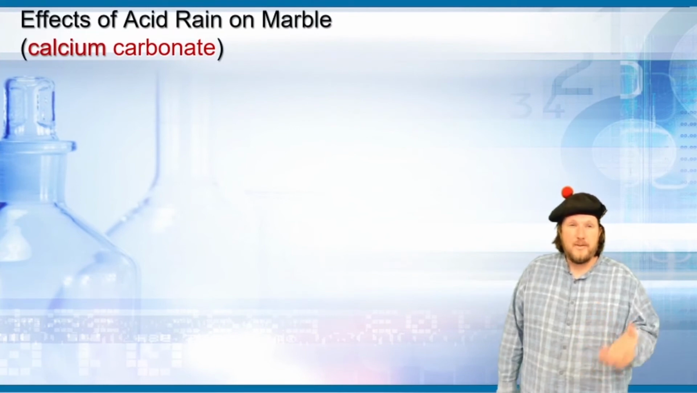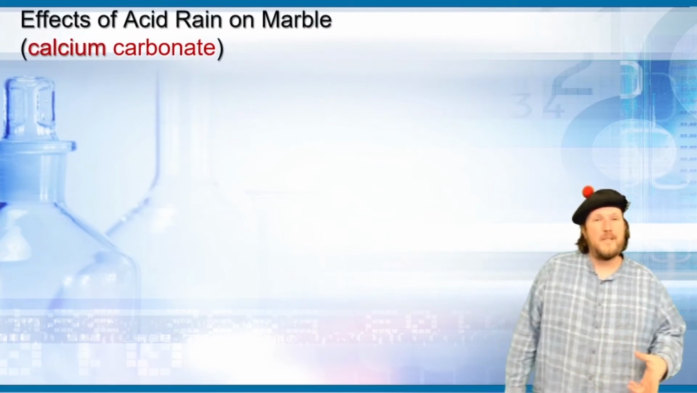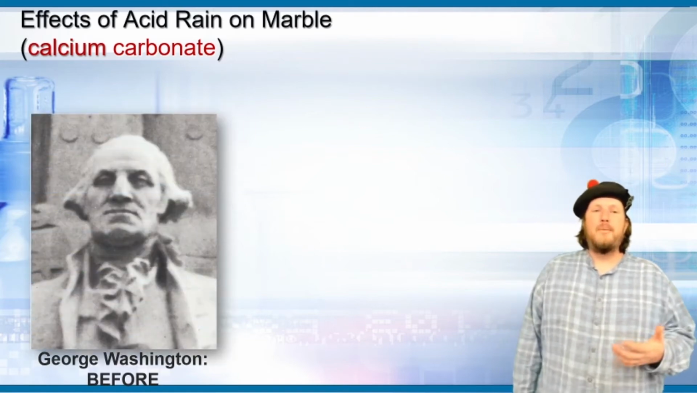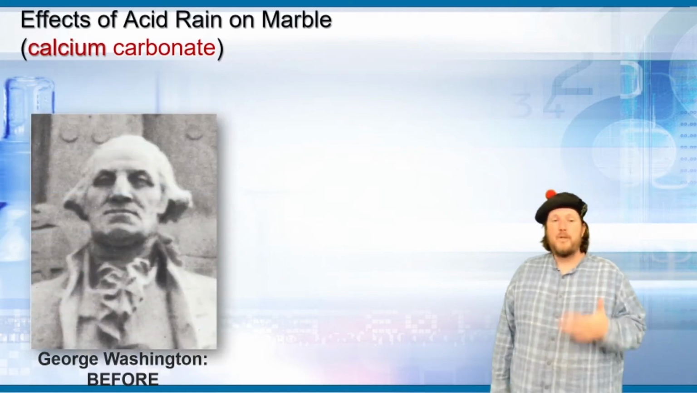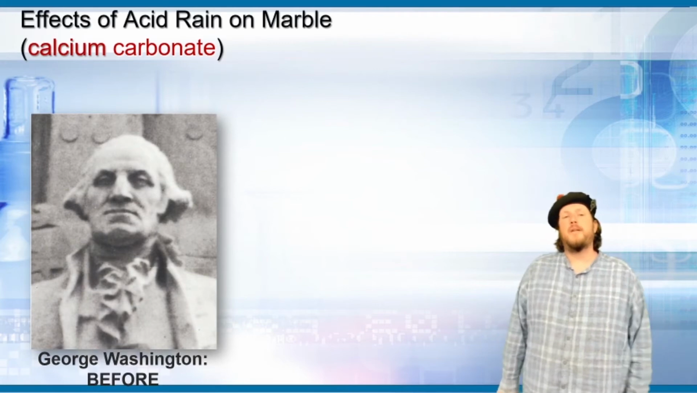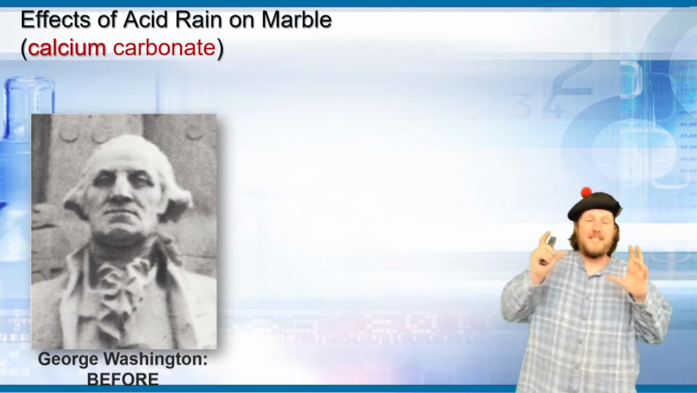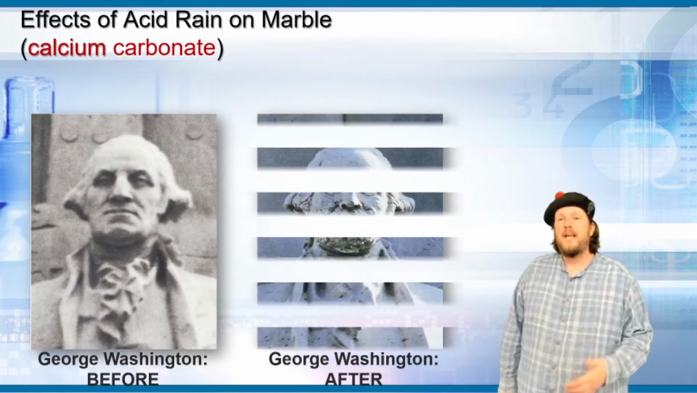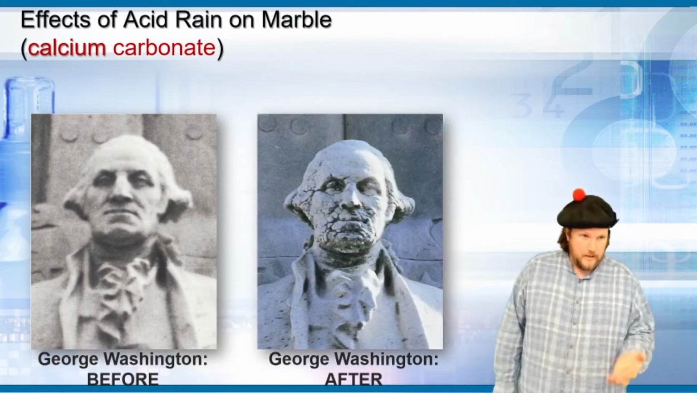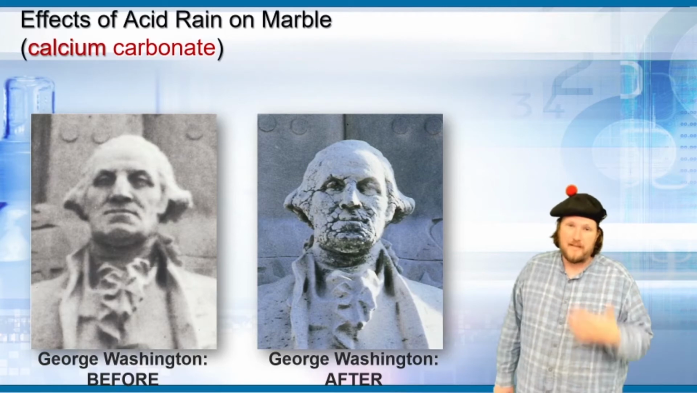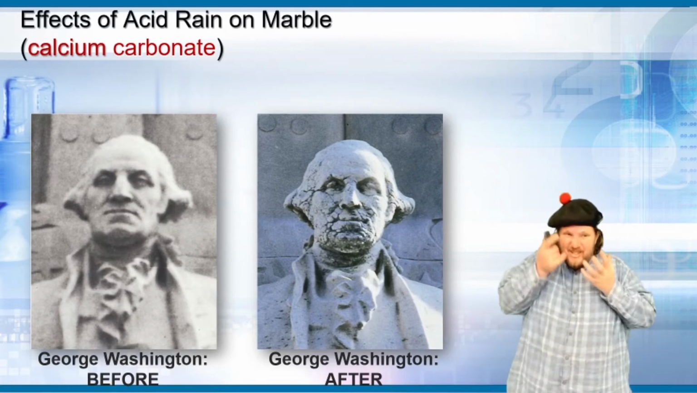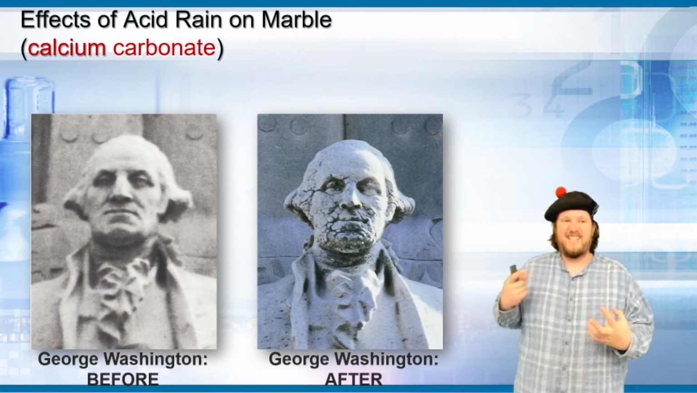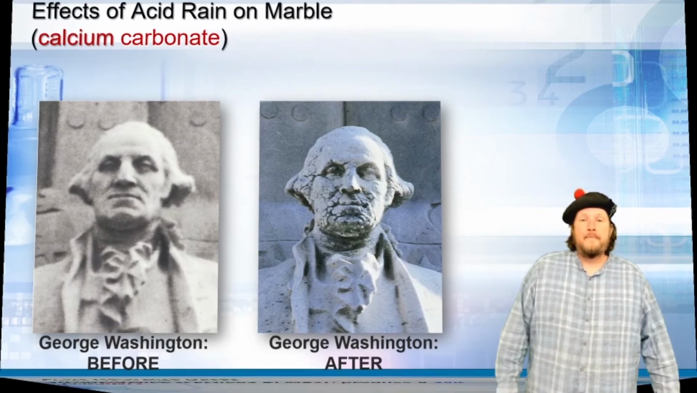One of the interesting things is that other carbonates, like calcium carbonate, which is what's in marble or limestone, will begin to dissolve. Here is an early picture of a nice marble statue of George Washington, and then acid rain happens and you get zombie George Washington, one of my favorite presidents, because it dissolves all the weaker parts in that marble and he looks like he has some horrid disease.